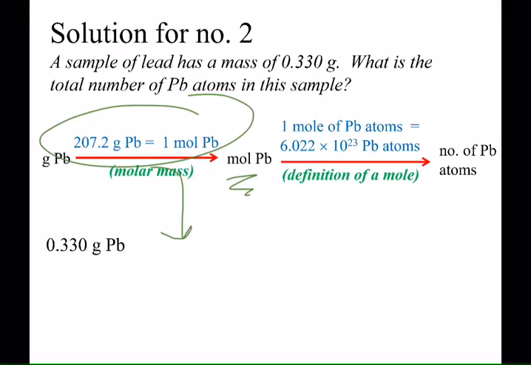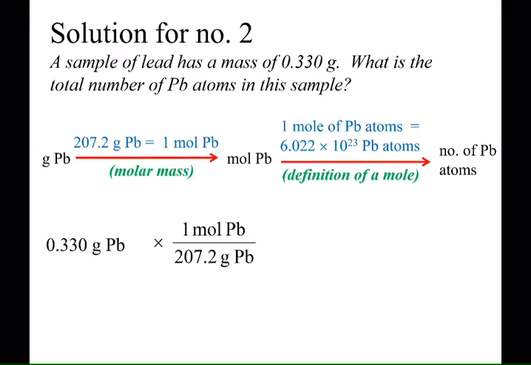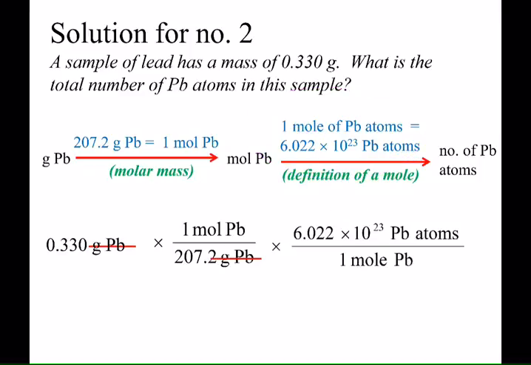We want grams to cancel, so they'll go in the bottom. So we have 207.2 grams in the bottom, 1 mole in the top. Looking good. Now we're ready for this step right here. Now we want moles to cancel, and we want to be left with atoms. So what does that look like? 6.022 times 10 to the 23rd atoms on the top, 1 mole on the bottom. So our moles have canceled. And again, you have confidence in your problem if you have the right units left. So we have the right units left.